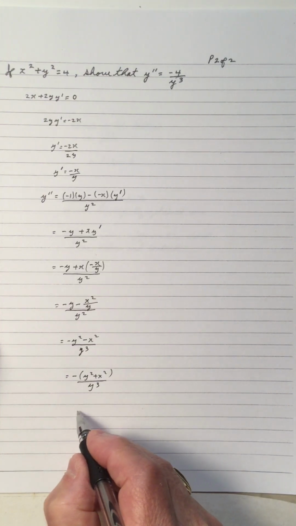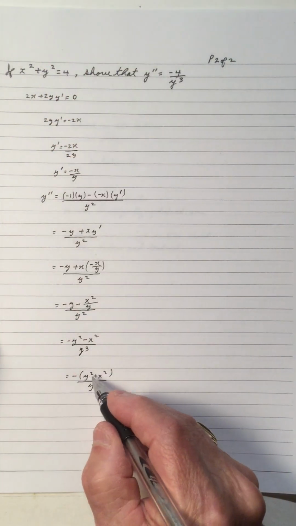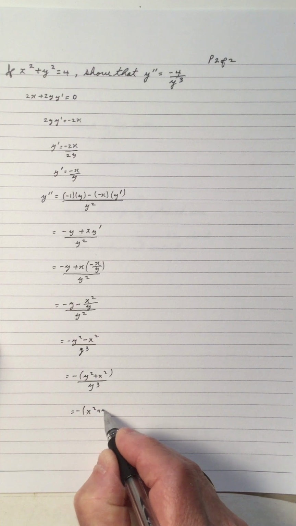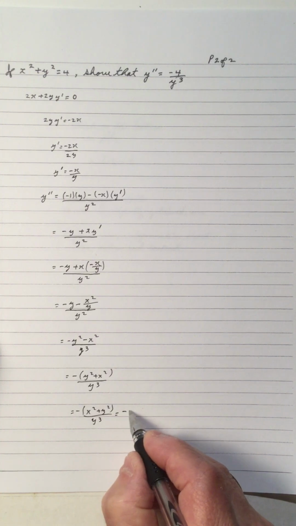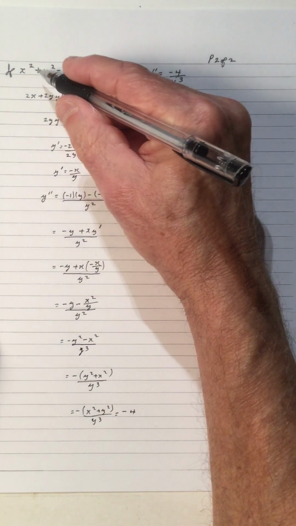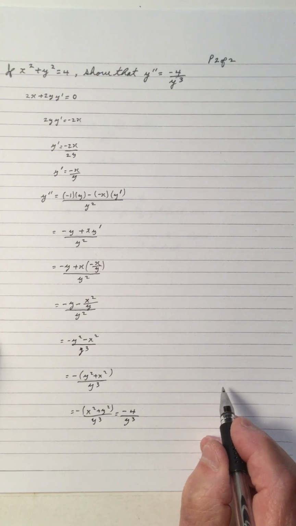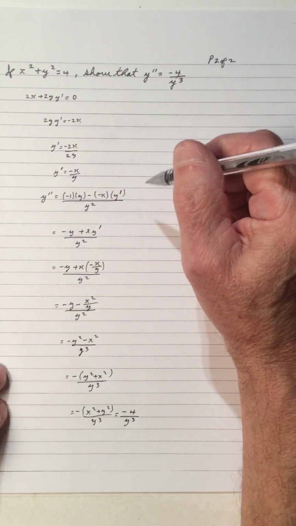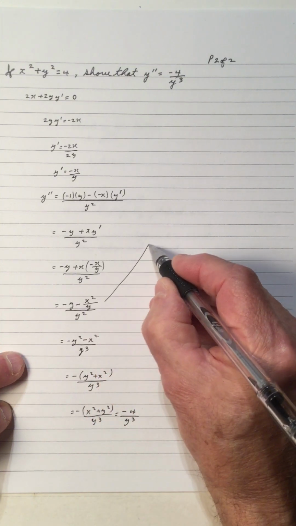Notice x squared plus y squared is 4, and y squared plus x squared is also 4. So the numerator becomes negative 4, and we have y double prime equals negative 4 over y cubed. We have proved it, or we have shown it, doing a proof with the double derivative. So that works out.